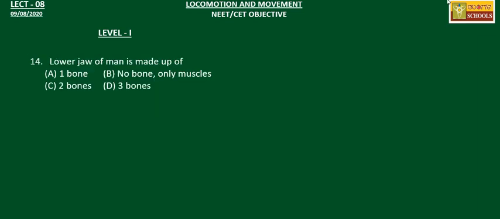The next question: the lower jaw of man is made up of. The lower jaw is also called the mandible, and this mandible is only one bone. Two bones you may find in the case of the maxilla, which is the upper jaw. So the answer is only one bone. No bone, only muscles is not an option, and neither is three bones. So the right option is A.